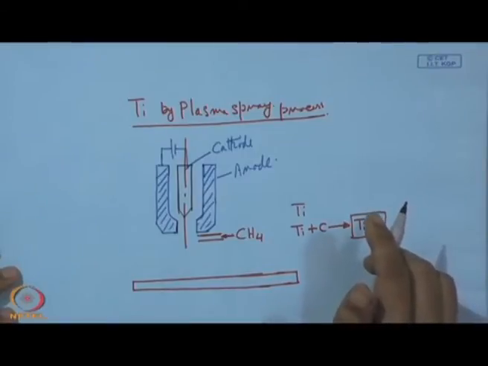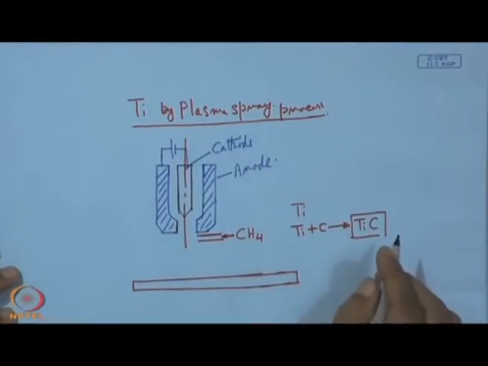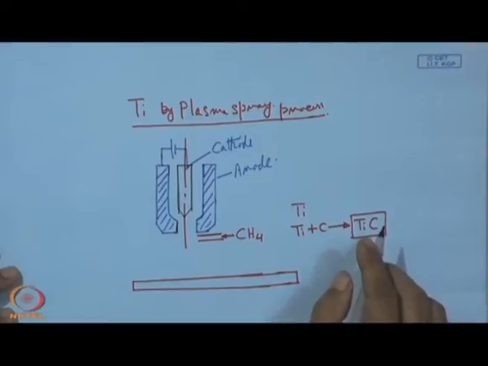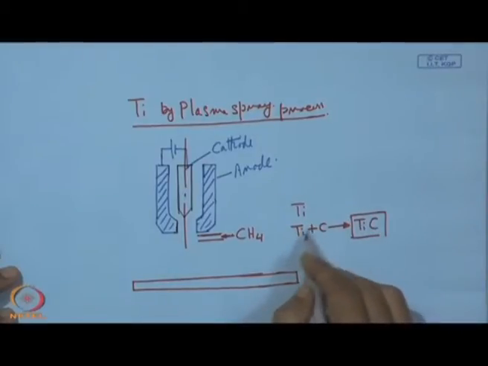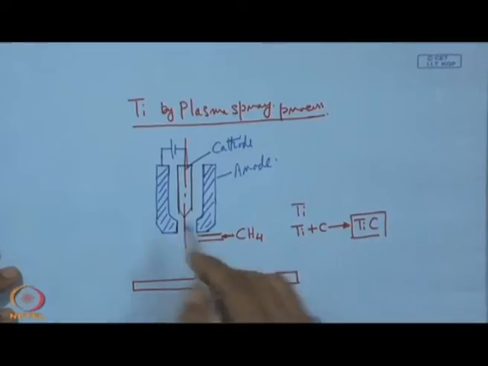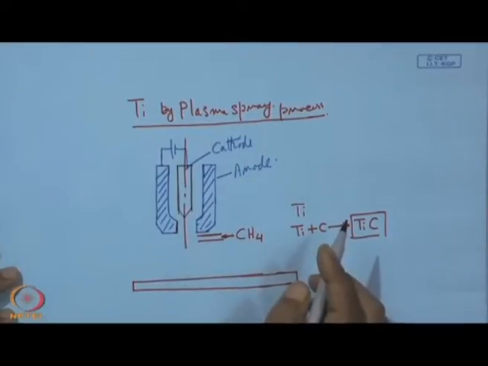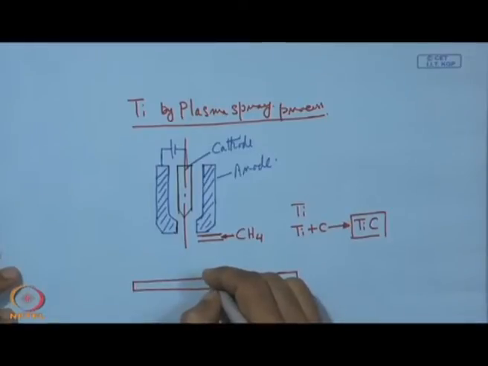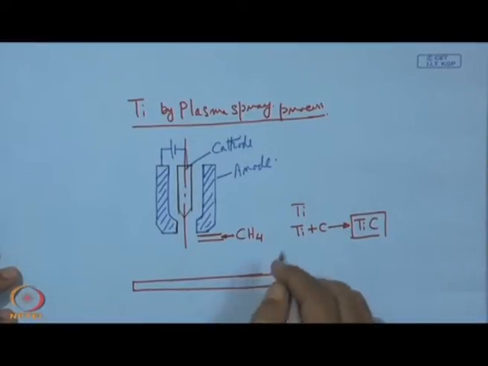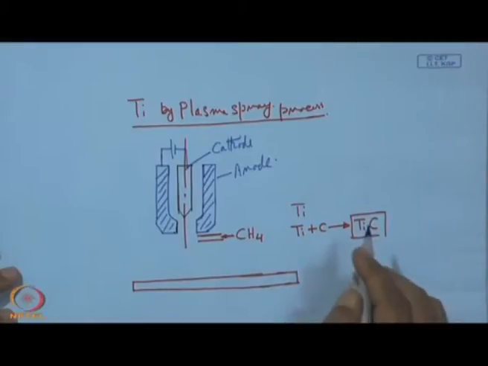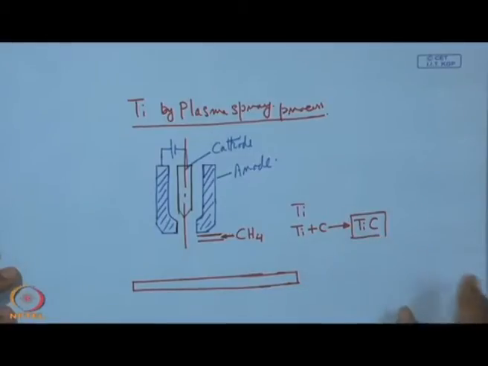So, it is also possible to use this plasma arc spray process for having a reaction during the spray. During its flight the titanium will be converted into titanium carbide, and that will impinge and hit this surface, and be embedded in the matrix of titanium. So, this is actually what we call the titanium plasma spray process.